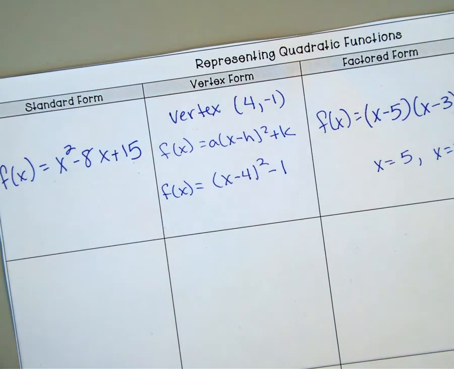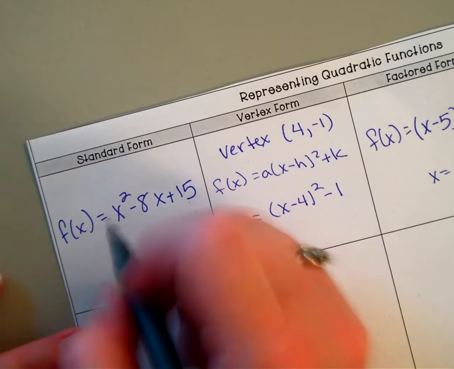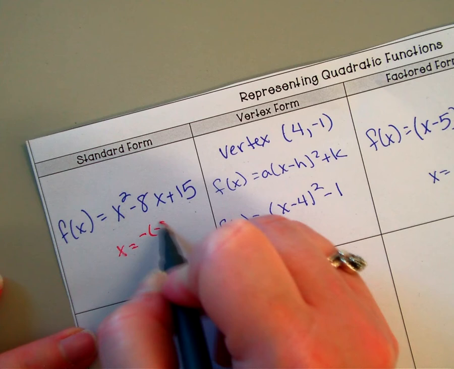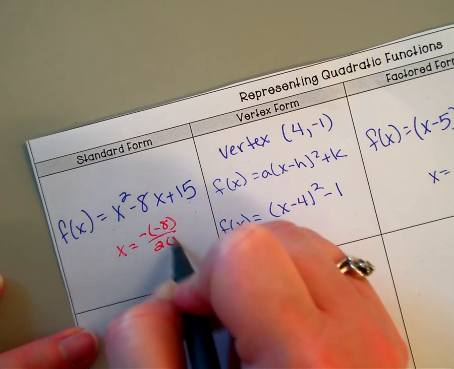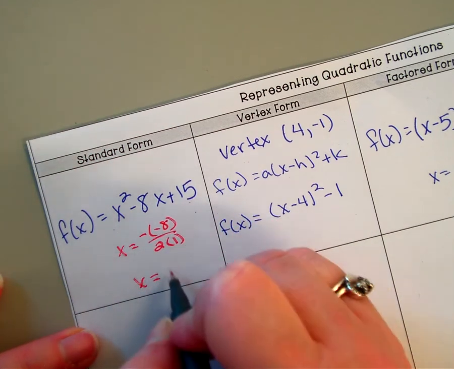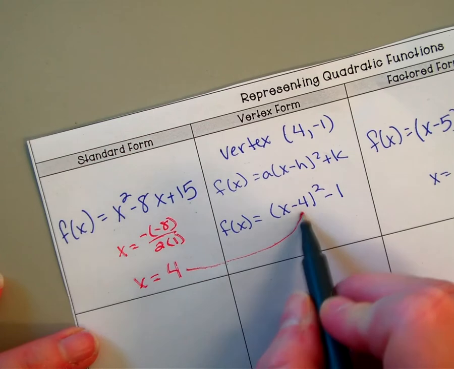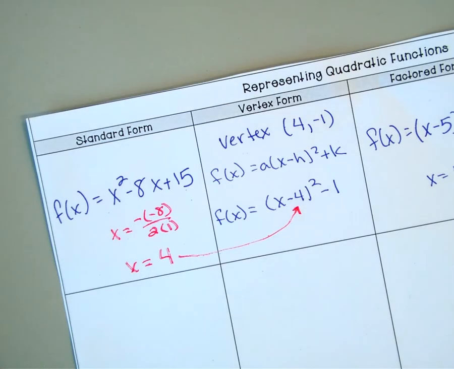So other things we could do to help us get our vertex form is to use our negative b over 2a formula. So our axis of symmetry would have been at 4. Then we could plug that in. We'll do that on the next one.